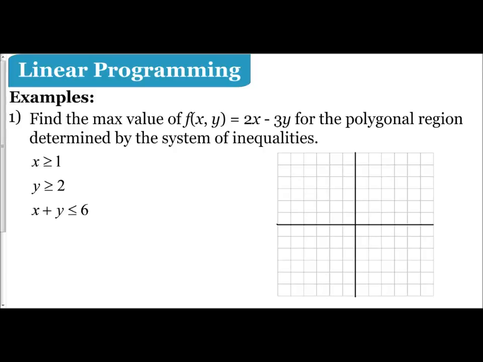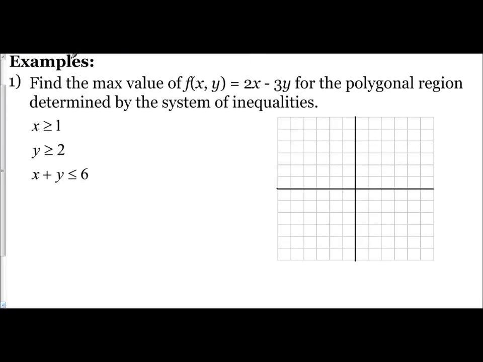In the following video, we're going to go through an example on how to use linear programming. For this example, it says find the max value of f(x,y) equals 2x minus 3y for the polygonal region determined by the system of inequalities. And this system reads x is greater than or equal to 1, y is greater than or equal to 2, and x plus y is less than or equal to 6. Let's get started on this.